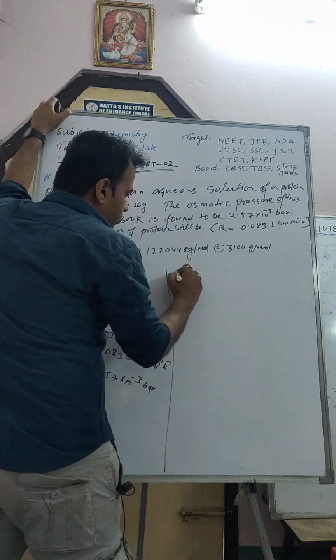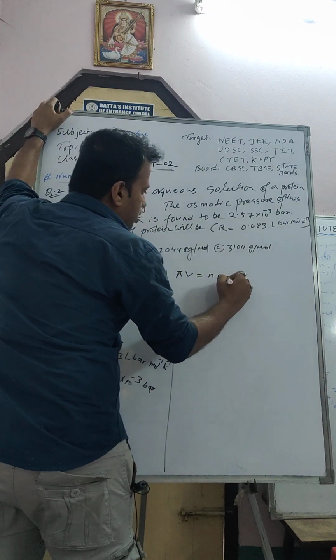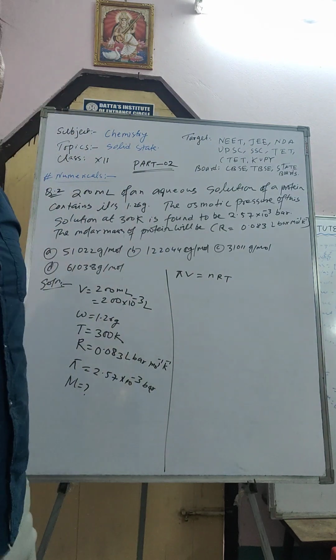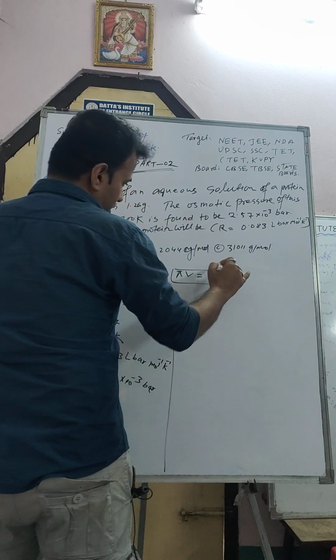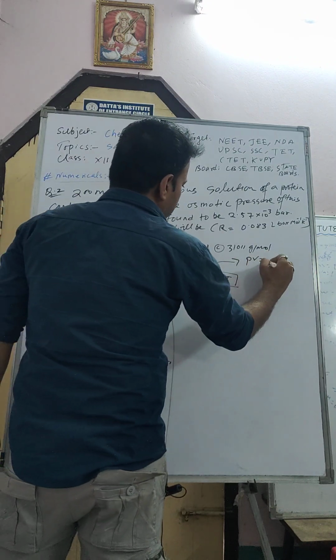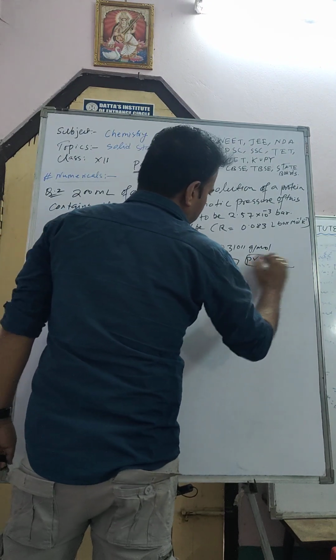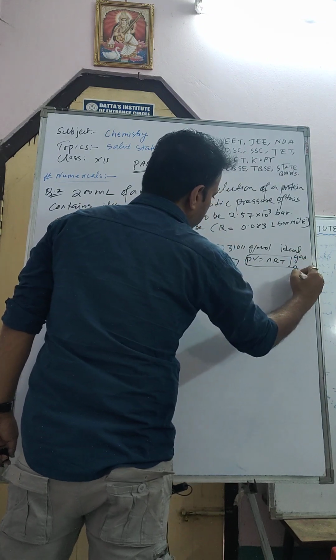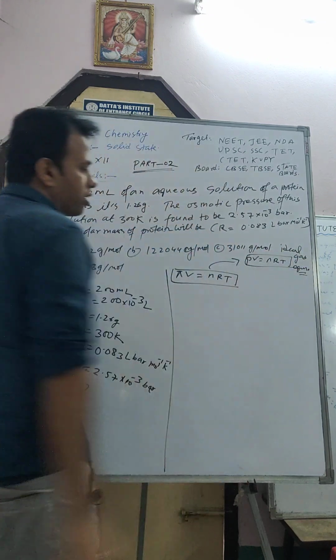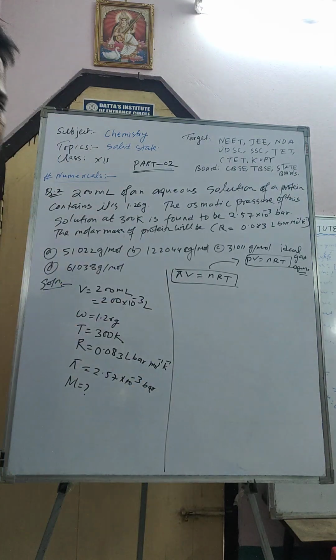That formula is πV = nRT. This equation is very similar to PV = nRT, the ideal gas equation. Here P is π.